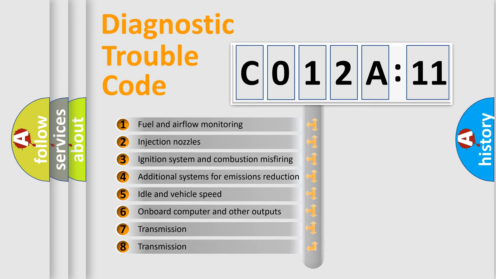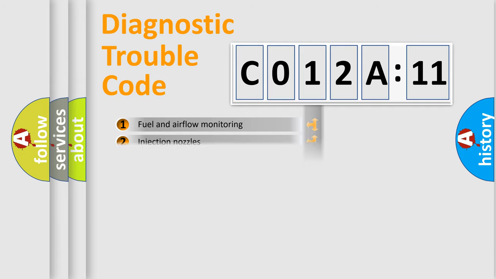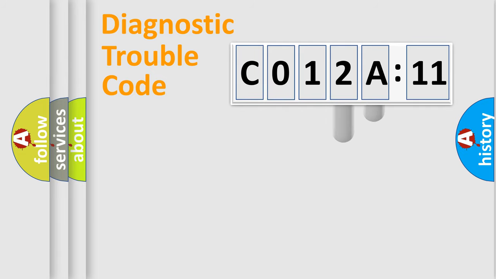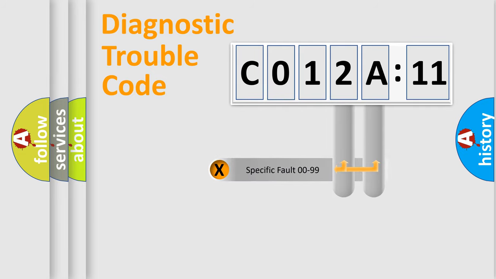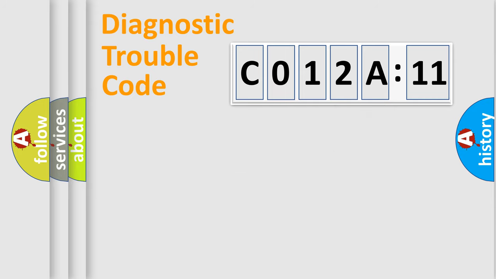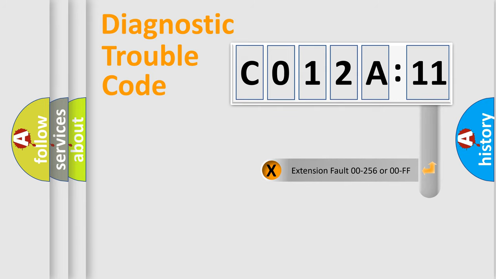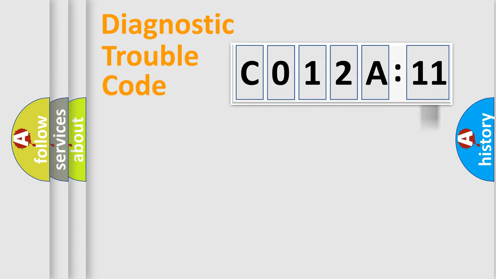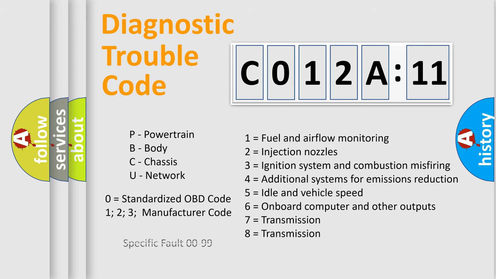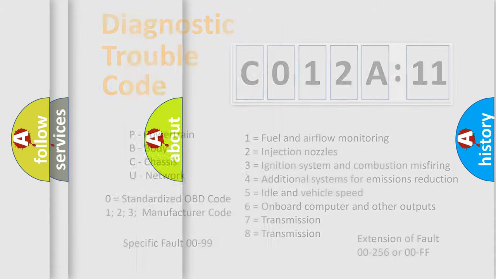The third character specifies a subset of errors. The distribution shown is valid only for the standardized DTC code. Only the last two characters define the specific fault of the group. The add-on to the error code serves to specify the status in more detail. For example, a short to the ground. Let's not forget that such a division is valid only if the second character code is expressed by the number zero.